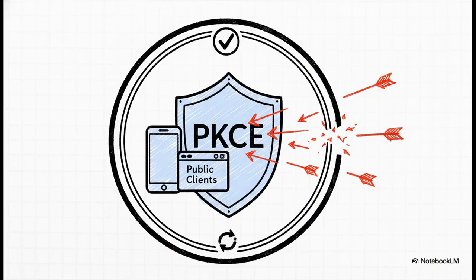Now, here's something that's really important to understand about how the industry has moved. For any public client, we're talking your modern single-page apps, your mobile apps, using proof key for code exchange, or PKCE, isn't just a best practice anymore. It is a straight-up requirement for a secure app. It's so important that the upcoming OAuth 2.1 specification is making it mandatory.